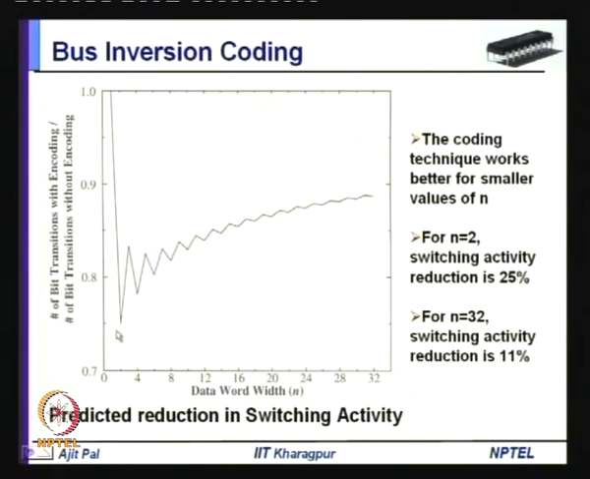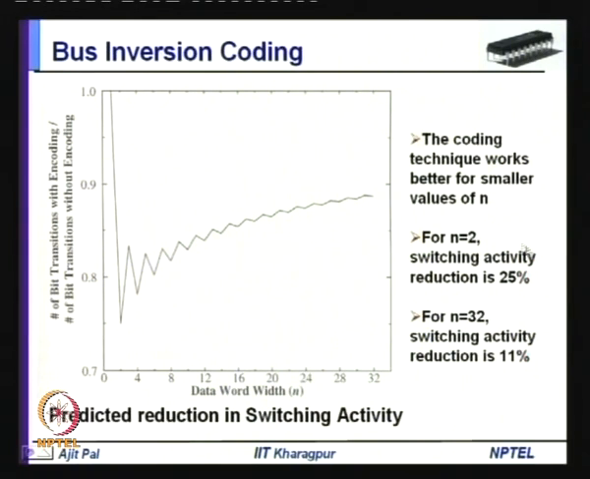The efficiency is dependent on the value of n. As you can see, this is the number of bit transitions with encoding divided by the number of bit transitions without encoding, computed for different values of n. Here, this ratio is minimum for n equal to 2, and as the value of n increases, this value increases.